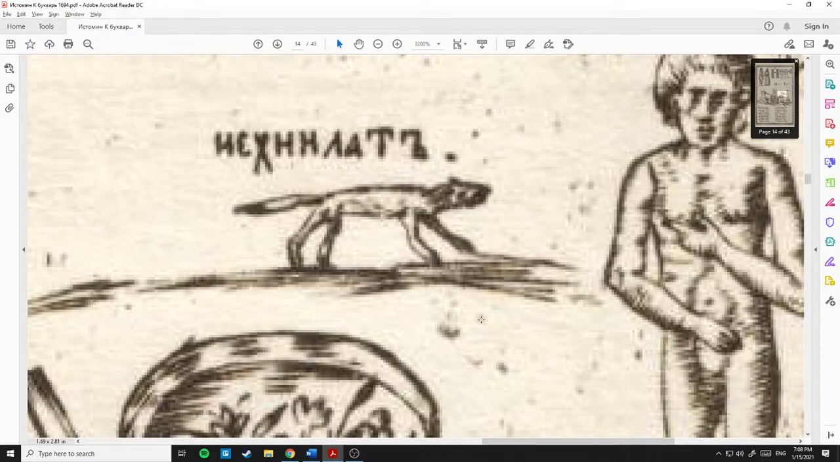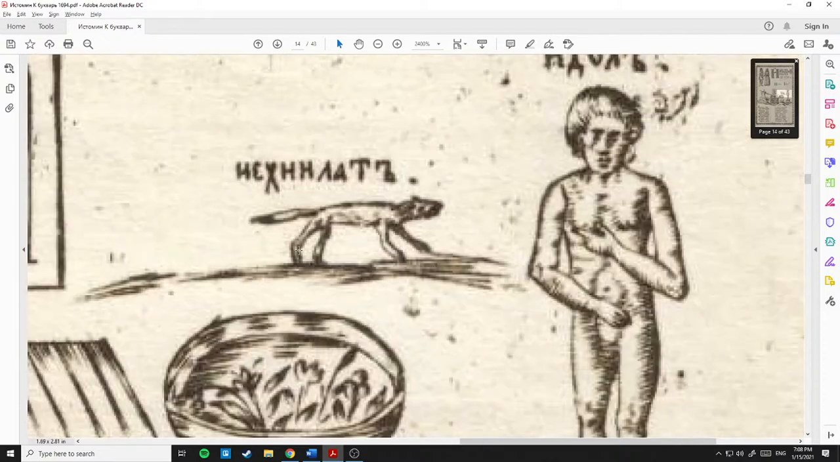Because this has always been a mystery. This animal, what is this? It's not even legible. Is this an N? Is it an E? We just don't know. So let me take you back to 1981. So there was a dictionary in 1981 which translated this. And this is an iechnilat. Actually, it's not a tje. Iechnilat. And it translated iechnilat as gornostai. And that's a short-tailed weasel.